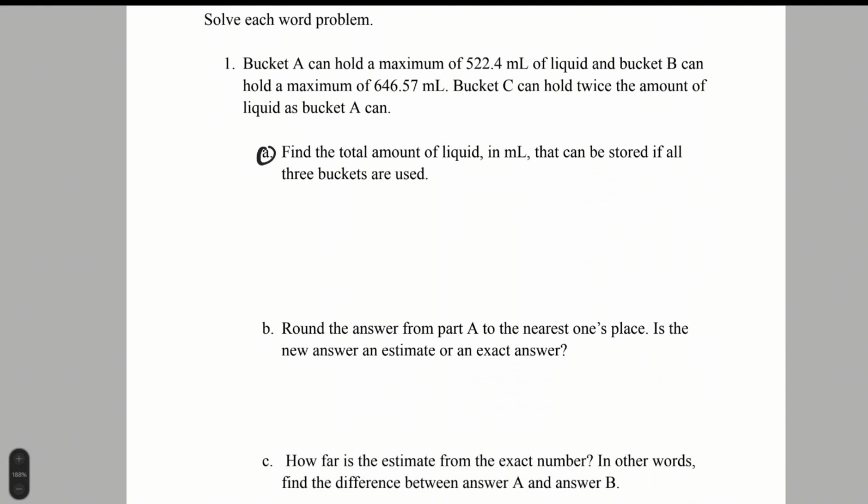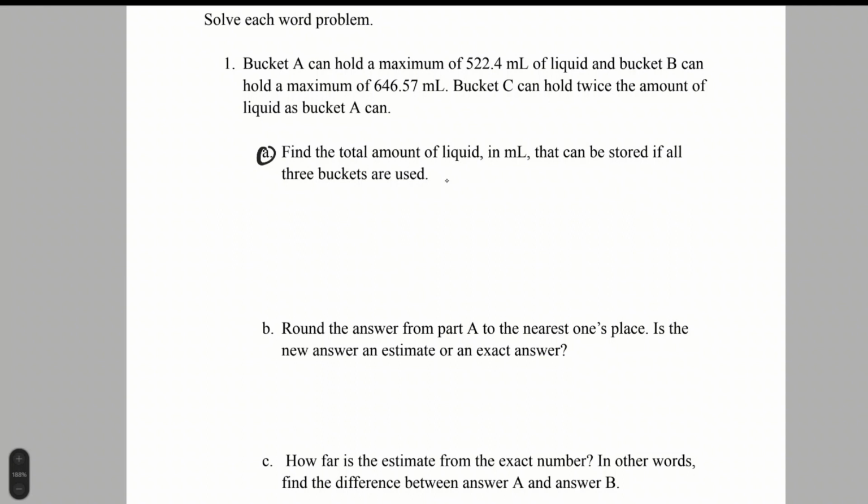Number 1, bucket A can hold a maximum of 522.4 milliliters of liquid, and bucket B can hold a maximum of 646.57 milliliters. Bucket C can hold twice the amount of liquid as bucket A can. Find the total amount of liquid in milliliters that can be stored if all three buckets are used.